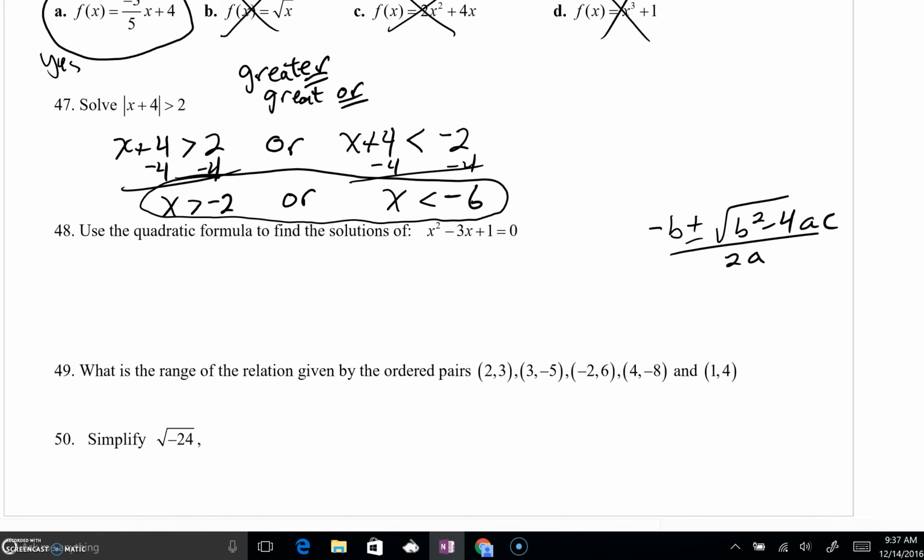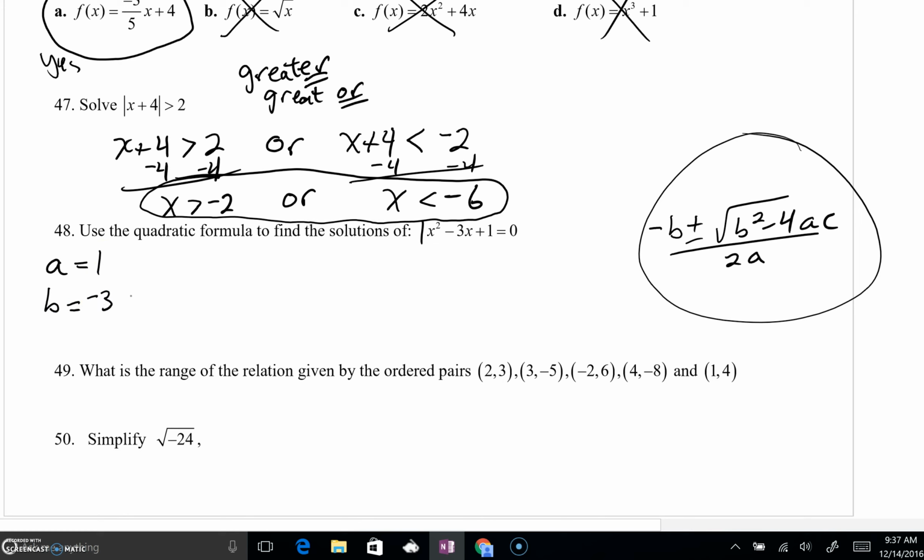For number 48, this should seem very familiar because it's what we did just last week. The quadratic formula, something that you will be thankfully given on the actual final exam. You don't have to have it memorized. But look, your A would be 1. Your B is negative 3. Your C will be positive 1.